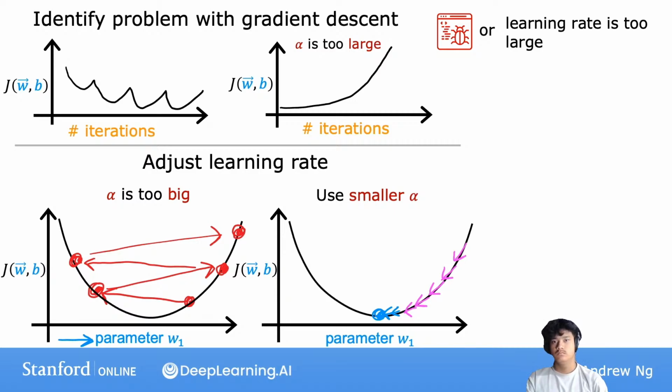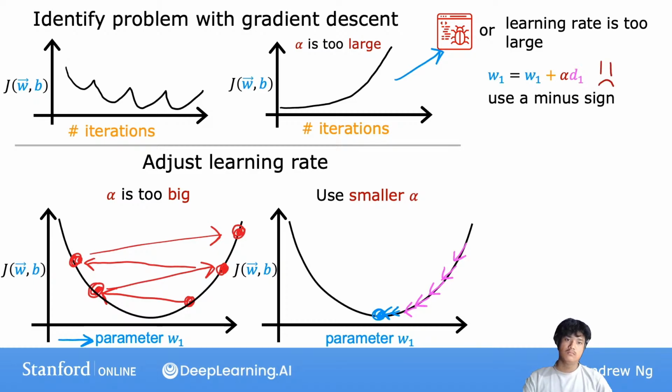But learning rates like this could also be a sign of a possible bug in the code. For example, if I wrote my code so that w1 gets updated as w1 plus alpha times its derivative term, this could result in the cost consistently increasing at each iteration. This is because adding the derivative term moves your cost J further from the global minimum instead of closer. So remember, you want to use a minus sign, so the code should be w1 updated by w1 minus alpha times the derivative term.